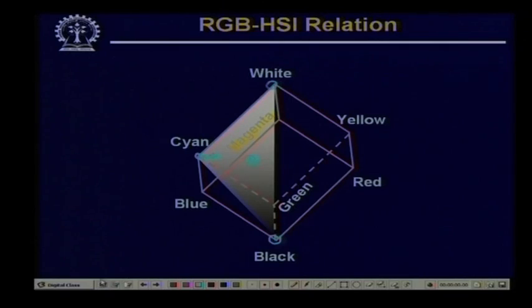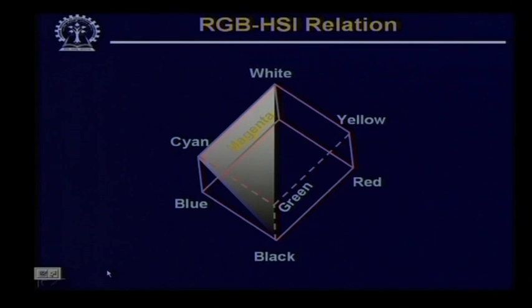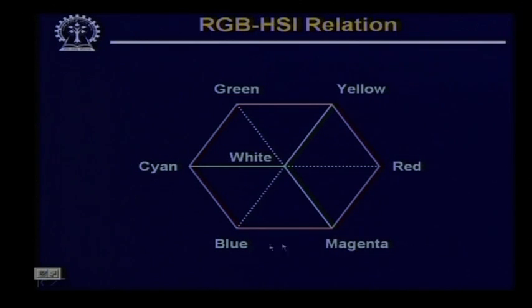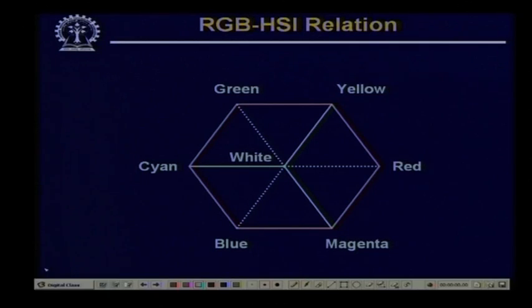Now, in order to do that, what we do is like this. Suppose I take a projection of this RGB cube on a plane which is perpendicular to the intensity axis. If I take the projection, then the different vertices of the cube will be projected on a hexagon as shown in this particular figure. So, the 2 vertices corresponding to white and black will be projected at the center of the hexagon. So, this point will be the projected point for both white and black.